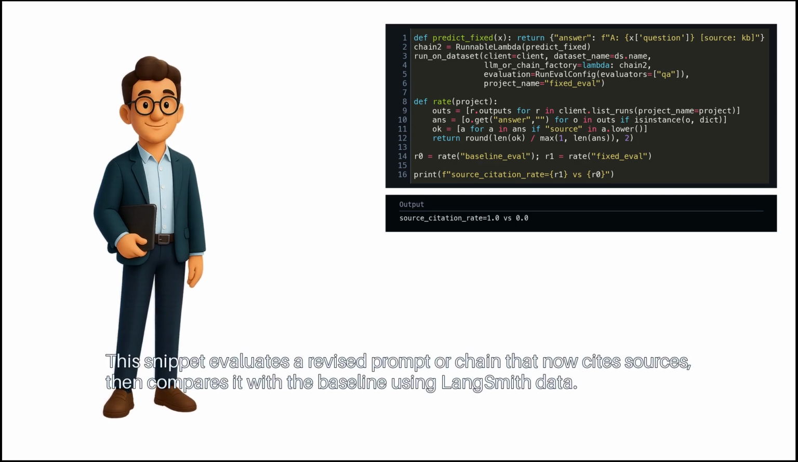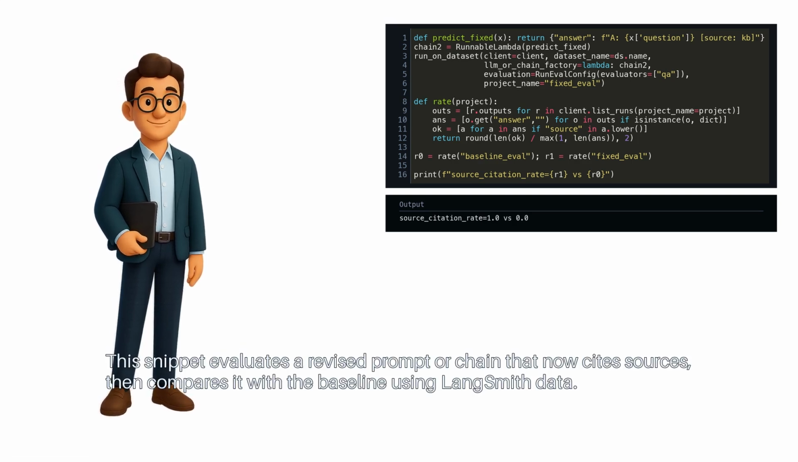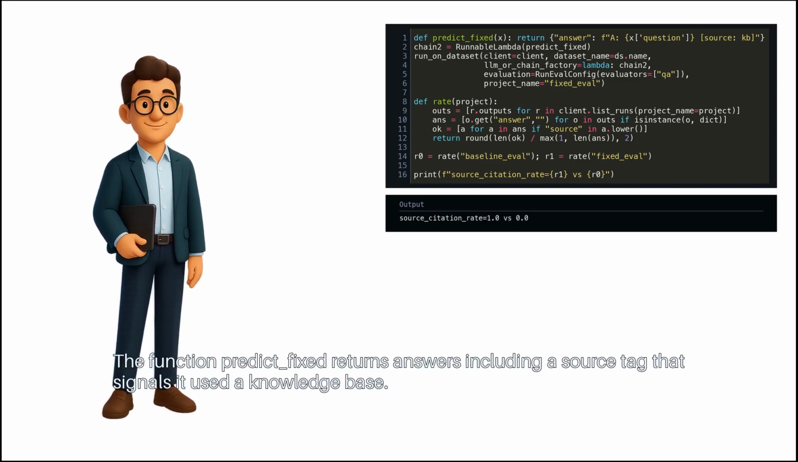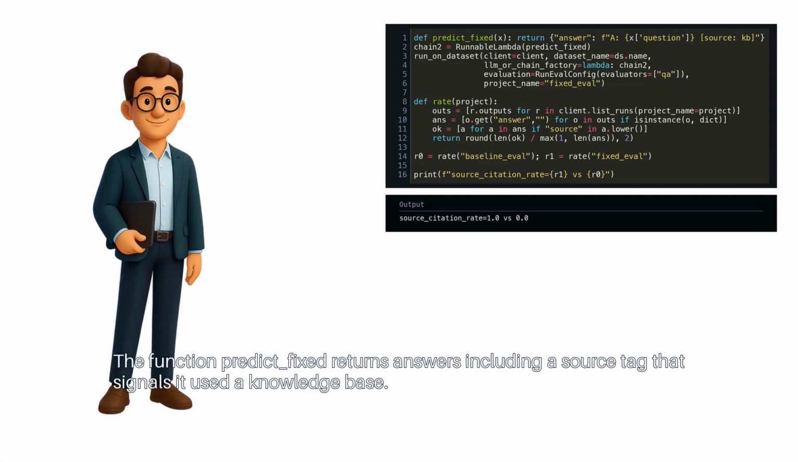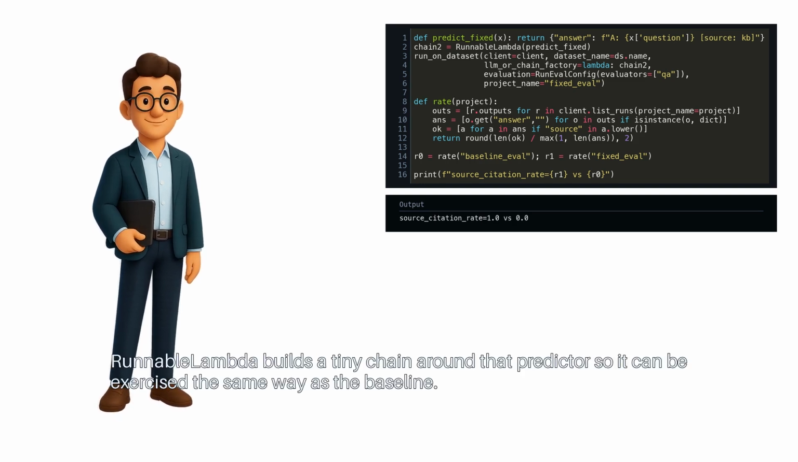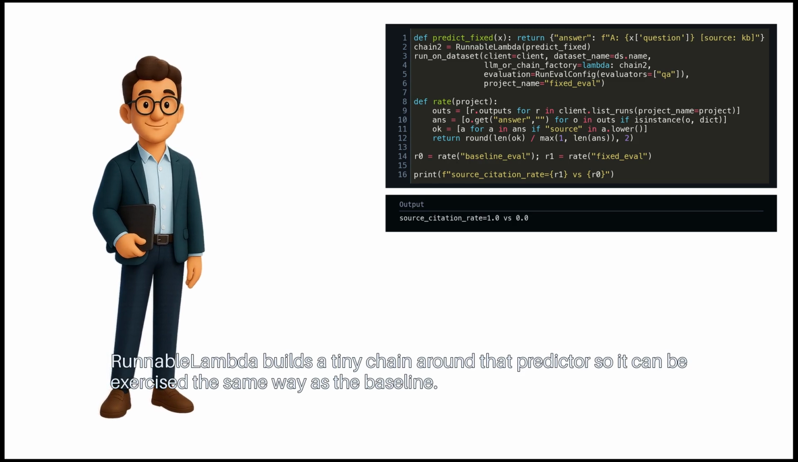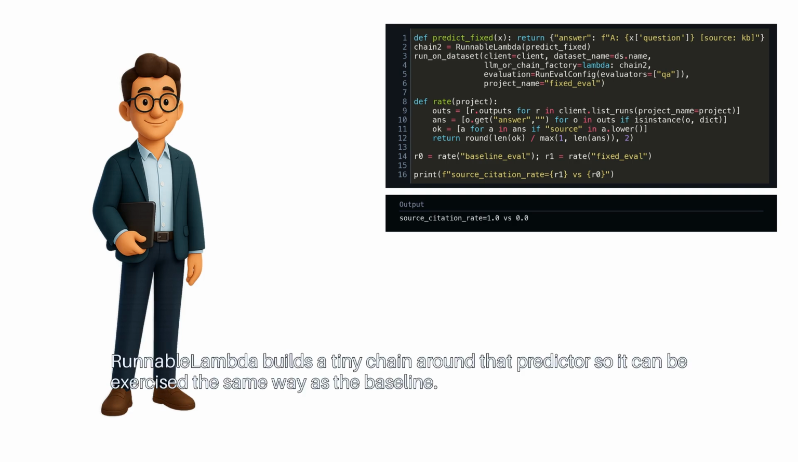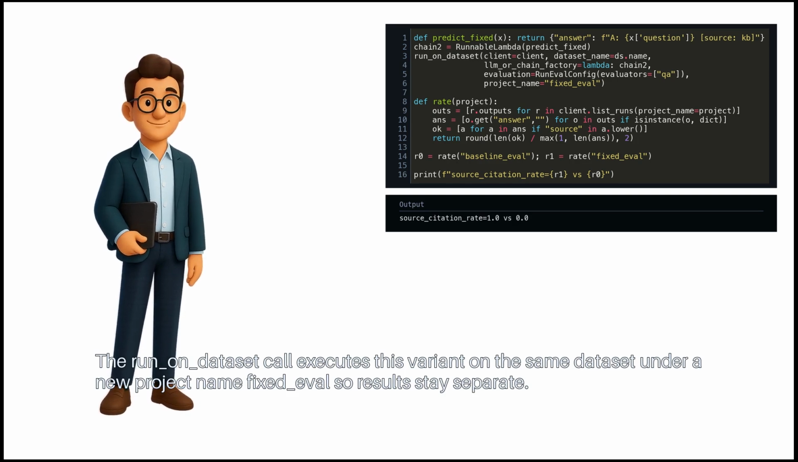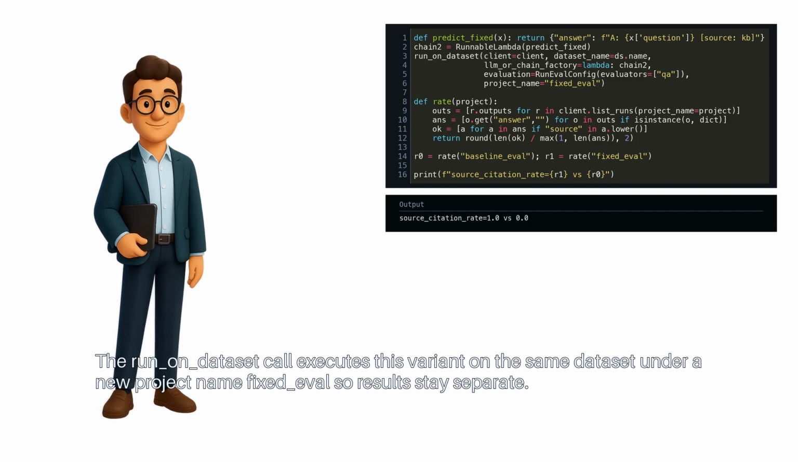This snippet evaluates a revised prompt or chain that now cites sources, then compares it with the baseline using LangSmith data. The function predictFixed returns answers including a source tag that signals it used a knowledge base. RunnableLambda builds a tiny chain around that predictor, so it can be exercised the same way as the baseline. The runOnDataset call executes this variant on the same dataset under a new project name, fixedEval, so results stay separate.